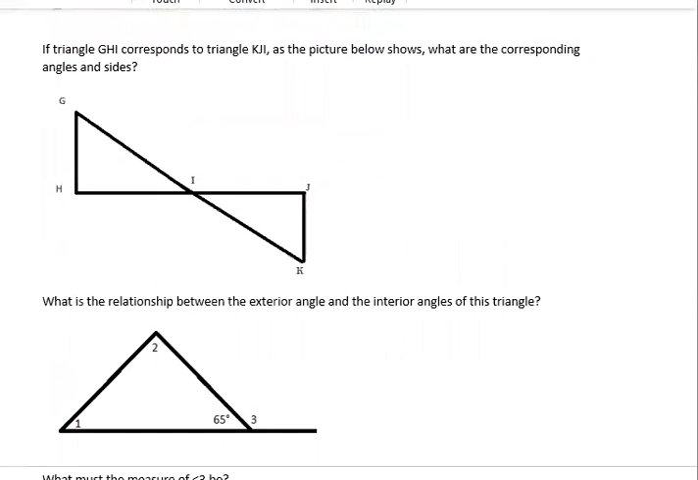So I'm going to say triangle GHI corresponds to triangle KJI as the picture shows. Well, K is down here, KJI. So in my head, I'm trying to rotate it so that I can line up the corresponding sides together. What are the corresponding angles and sides? So we're going to have to list all the angles as they correspond. I see this one looks about 90 degrees. This one looks about 90 degrees. So again, if I take this triangle, I'm going to rotate it on top of this one. That's how they line up.